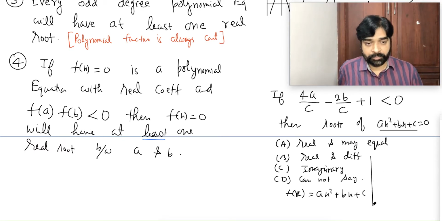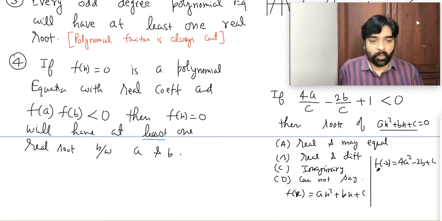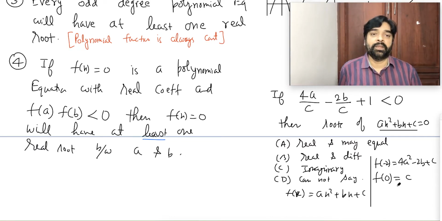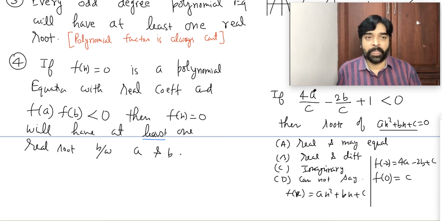Now, what is the f of minus 2? 4a minus 2b plus c. What will be f of 0? c. Yes or no? Sorry, this is 4a, not 4a square. Correct? All of you able to understand what I'm doing?